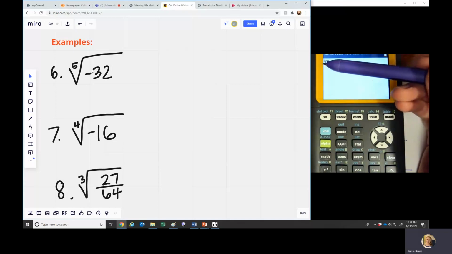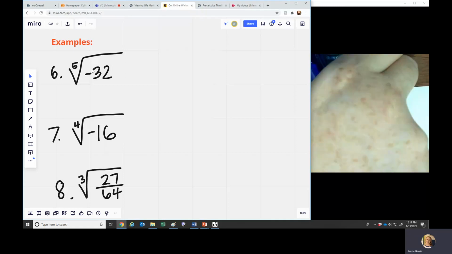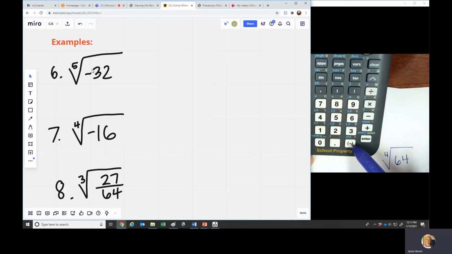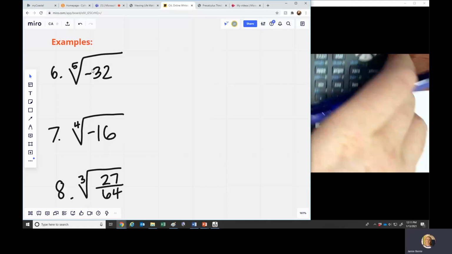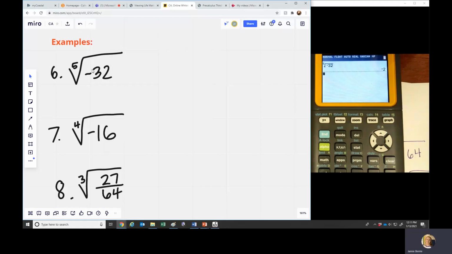Yours may leave it more out front, which is fine, depending on what version of the calculator you have. Right now on the inside, we're going to type negative 32. Make sure that you're using this negative button down here at the bottom and not the minus. So we're going to type in negative 32. Hit enter, and there's our answer.